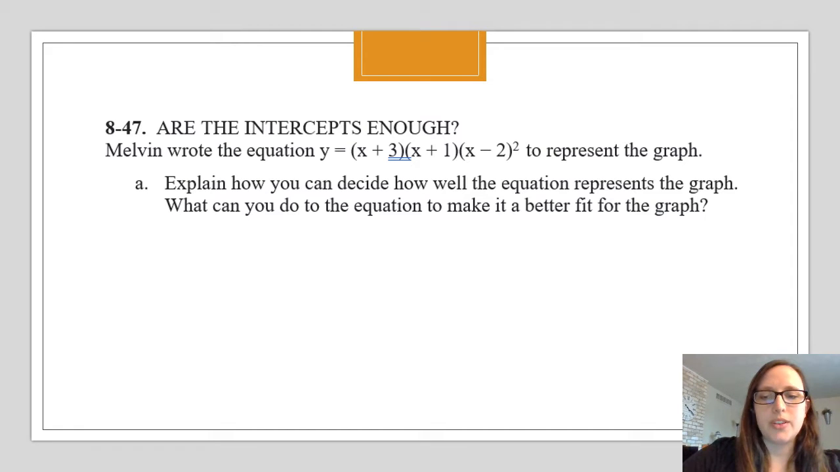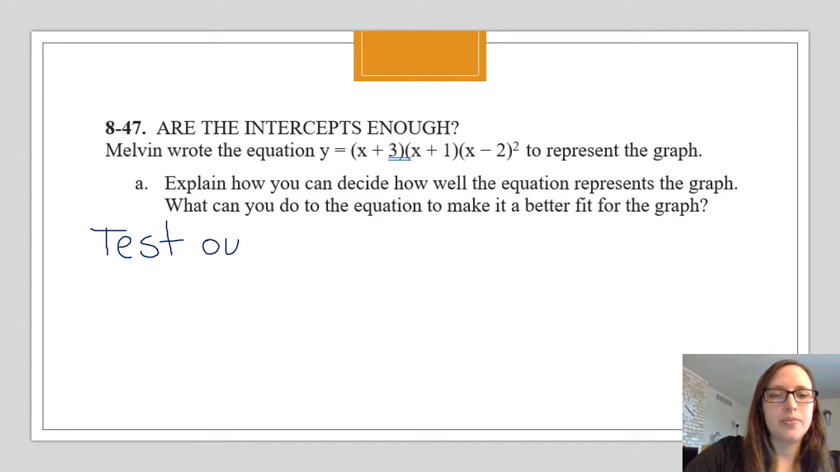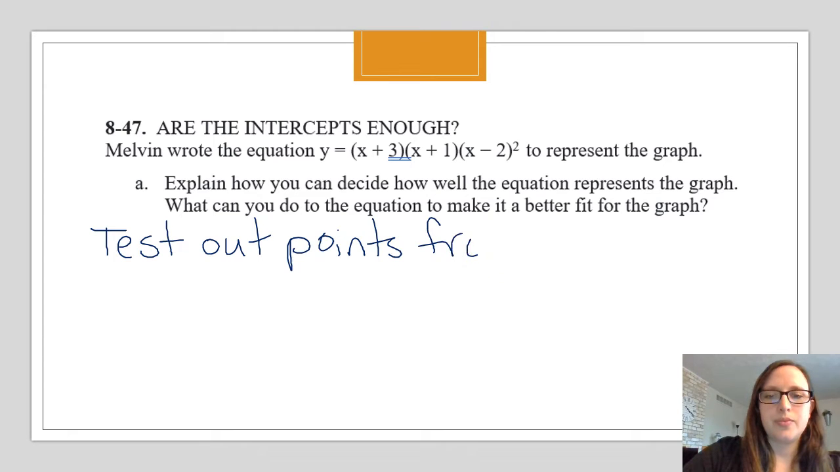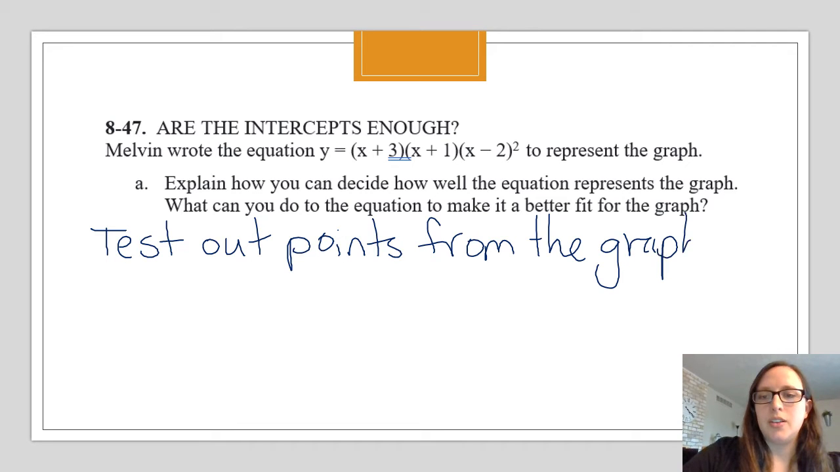One way that we can always decide is by testing out some points from the graph. That's where we just plug in the x and y values and decide if we plug it into the equation, is the equation equal with those numbers? And what can you do to the equation to make it a better fit? Let's say we plug it in and it's not equal. What we could do is insert or add a leading coefficient, a stretch factor.